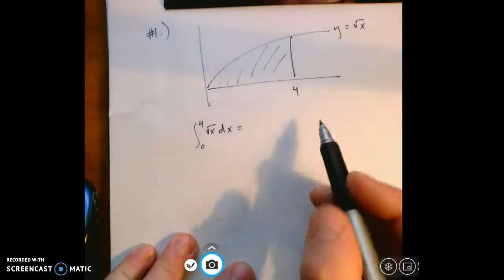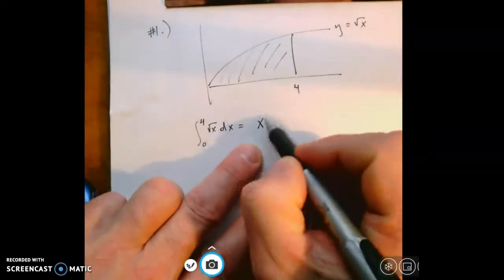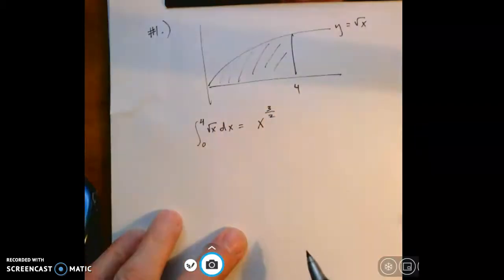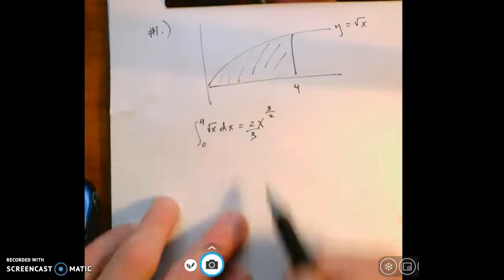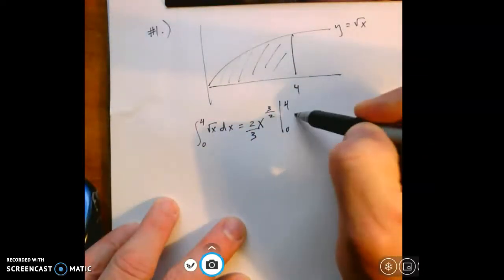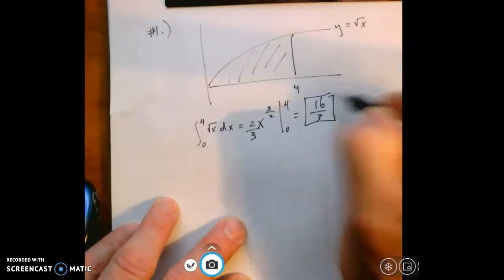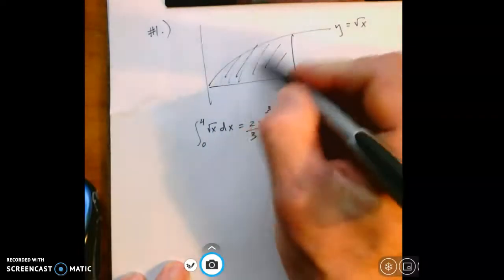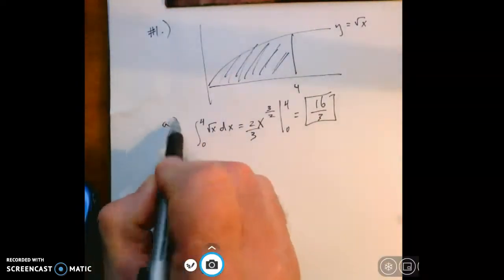Okay, we just add 1 to the exponent and divide by that number. Adding 1 to 1/2 gets us 3/2. Dividing by 3/2 is the same thing as multiplying by 2/3. And then we evaluate this at 4 and 0, and we end up with 16/3. And that's our area of that region. All right, that's part A.